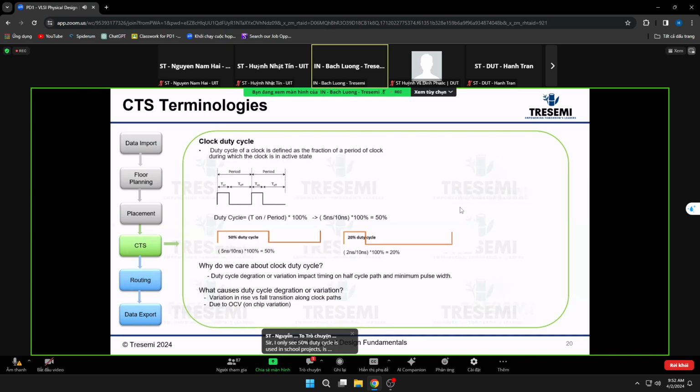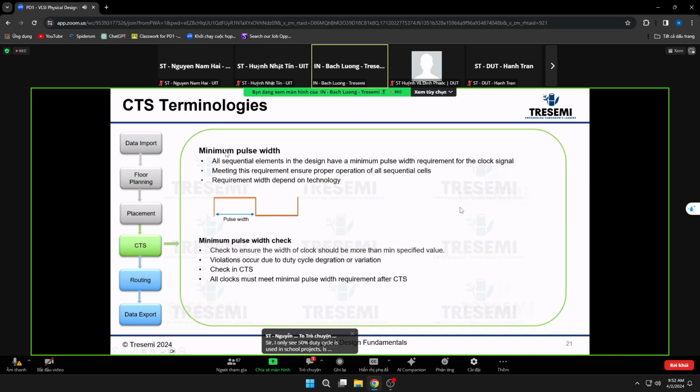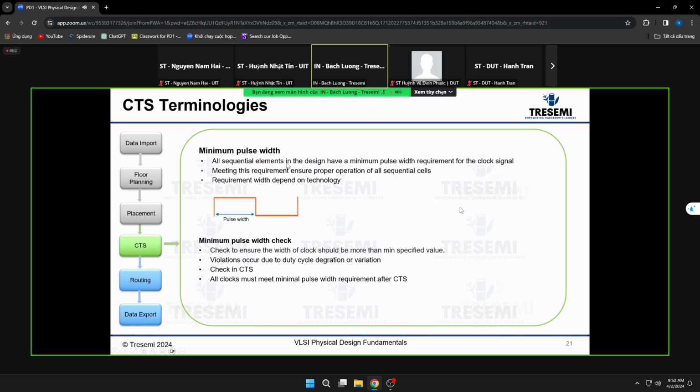Okay, so remember we talked about duty cycle impact on minimum pulse width. So what is a minimum pulse width? All sequential cell elements in a design must have minimum pulse width requirements for the clock signal. So all the clock signals that go through all the flip-flops have a requirement for minimum pulse width. This is a pulse width, by the way, on the clock.